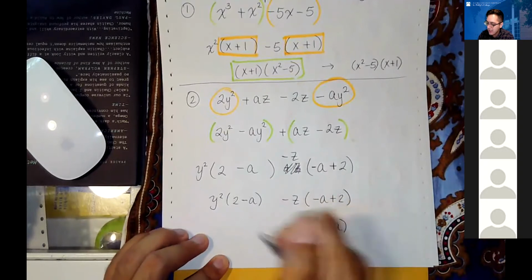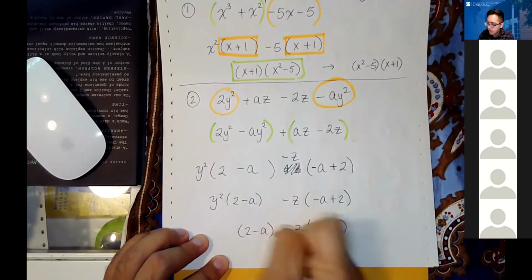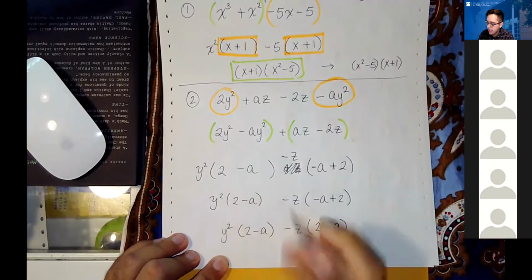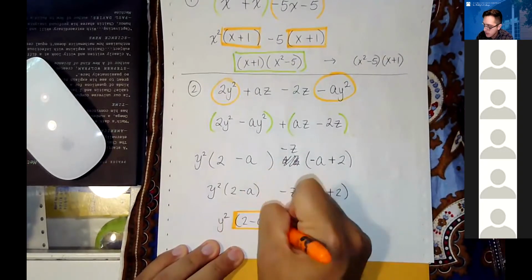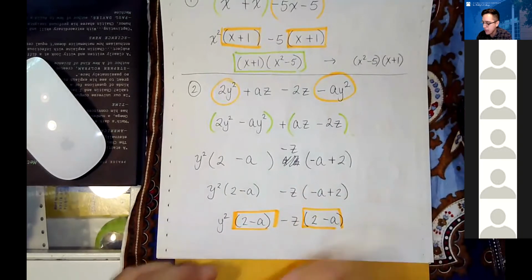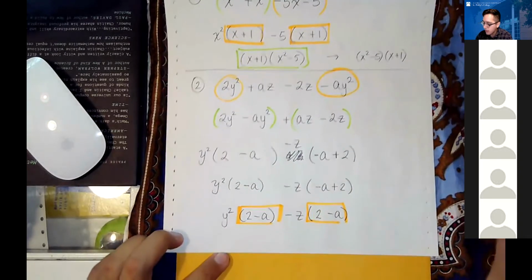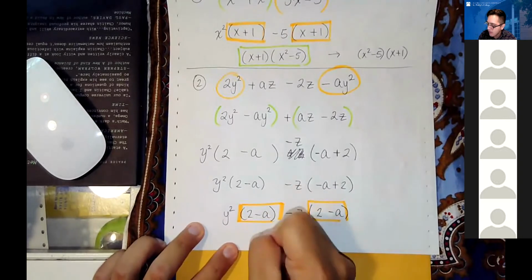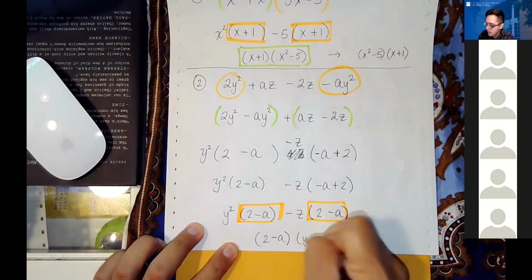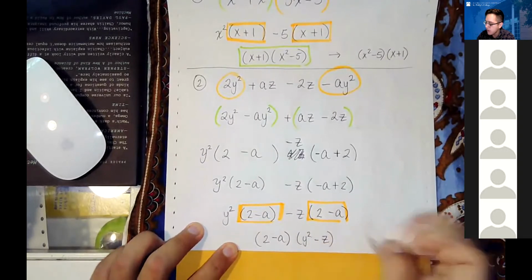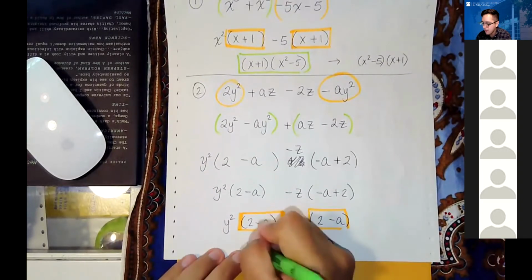So if we did that, sure enough, we could get these two factors to match. And that's sort of what we're looking for, the 2a and the 2 minus a rather, to match, so that we can say that's the greatest common factor. Let's go ahead and take 2 minus a out. And then we have our y squared minus z left over. And that completes the factorization.